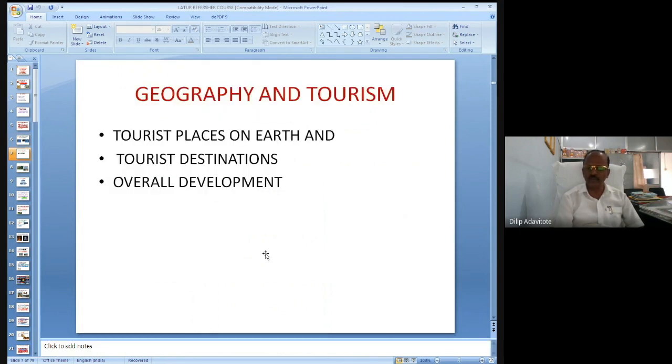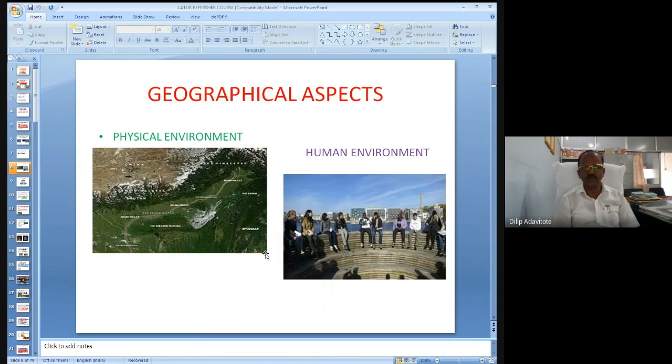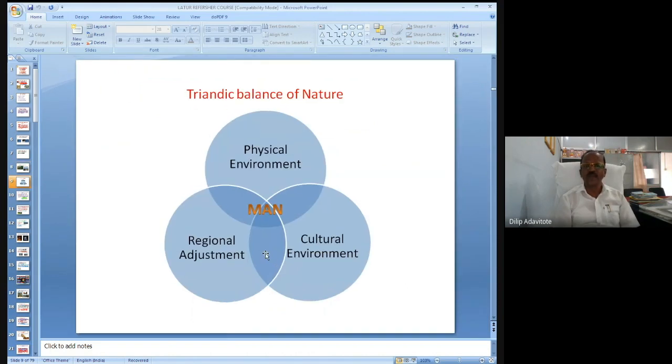Then coming to our discipline, geography and its role in tourism development. As we know, tourist places are located on the earth, and particular earth locations are very popular as tourist destinations. When we combine these two, it gives the overall development effect of a particular place, state, nation, and global level. What we generally learn in geography is the physical environment and the human environment. It is a triadic balance of nature, physical environment and cultural environment, and man is there, always making his regional adjustment.